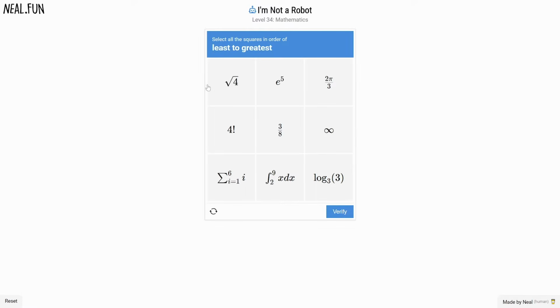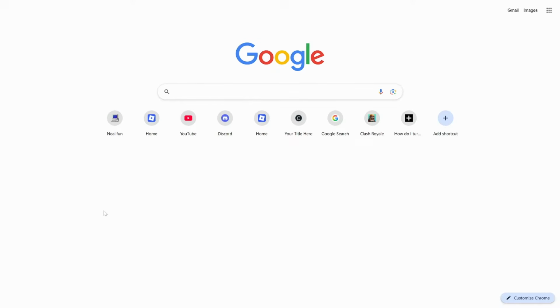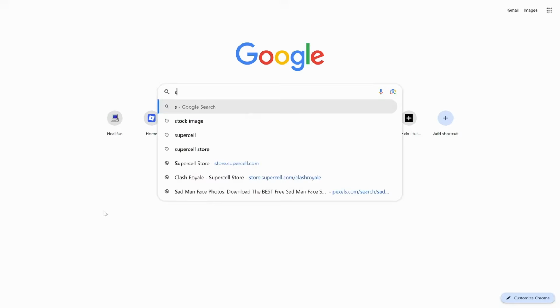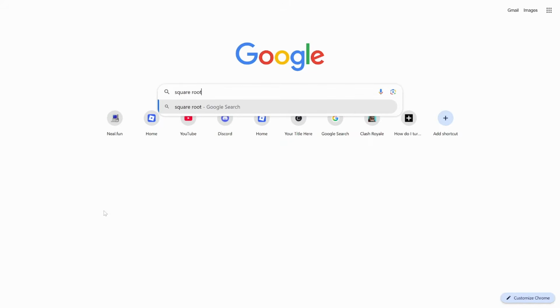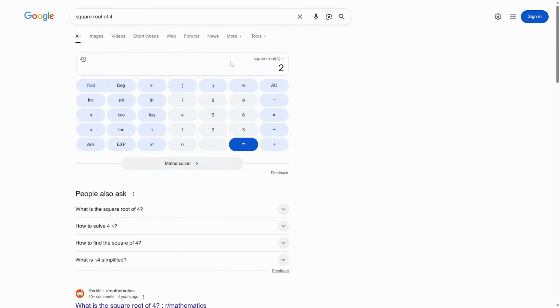So let's start with the square root, and in my case it's the square root of 4. So what you want to type in is square root of, and then the number, in my case it's 4. And as you can see, here is a calculator that will solve it for you. So in this case it's 2.